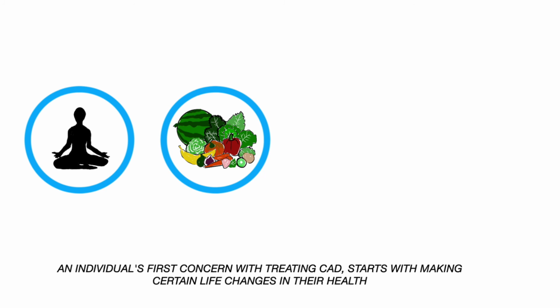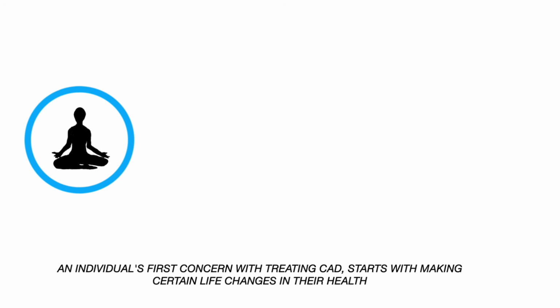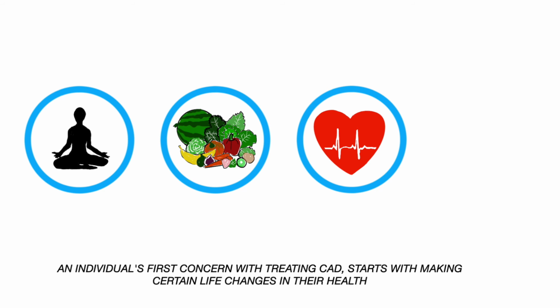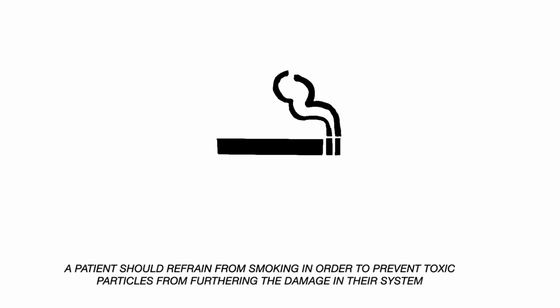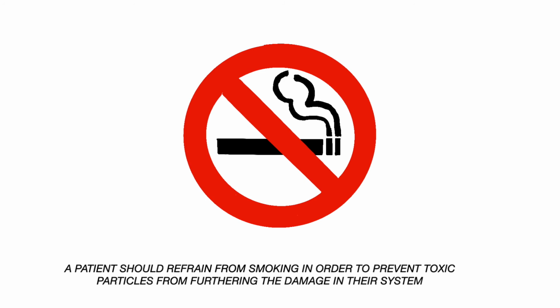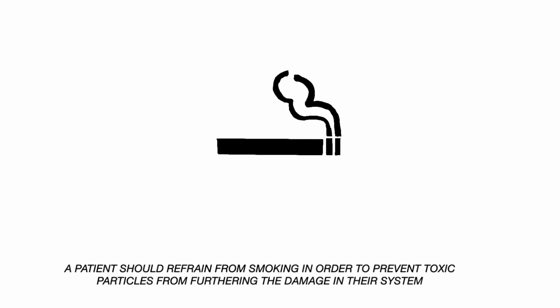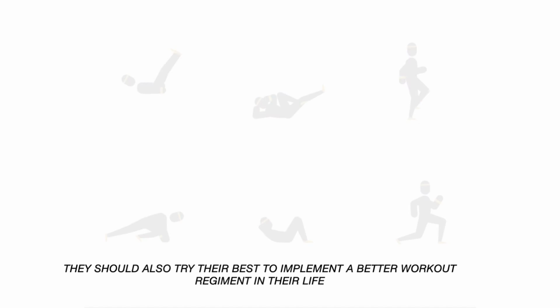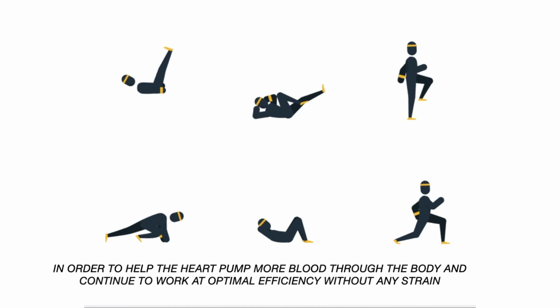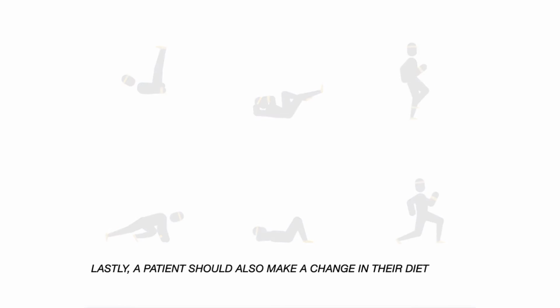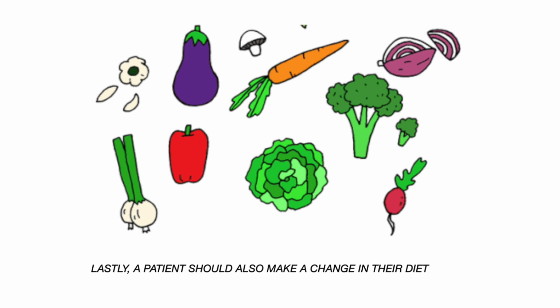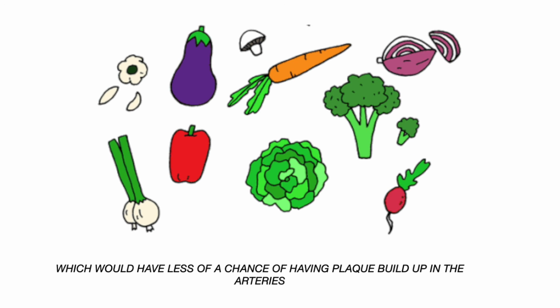An individual's first concern with treating CAD starts with making certain life changes in their health. A patient should refrain from smoking in order to prevent toxic particles from furthering the damage in their system. They should also try their best to implement a better workout regimen in their life in order to help the heart pump more blood through the body and continue to work at optimal efficiency without any strain. Lastly, a patient should also make a change in their diet, focusing on more healthy food groups which would have less of a chance of having plaque build up in the arteries.